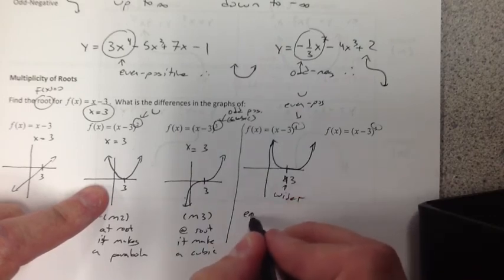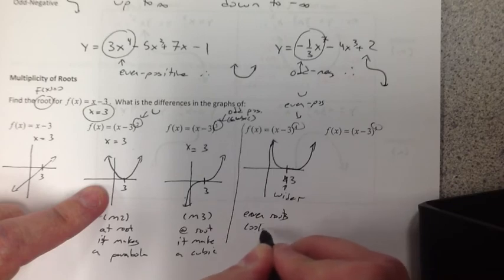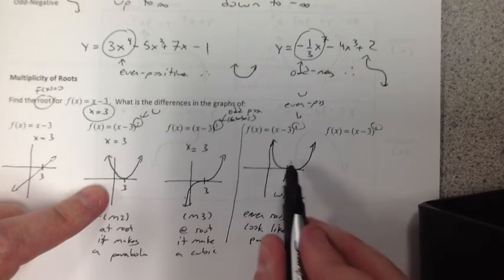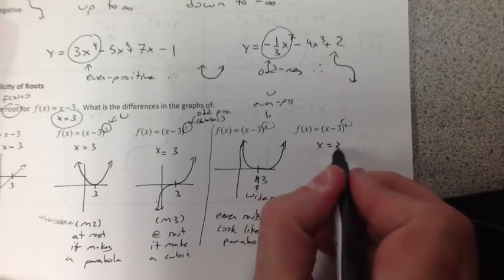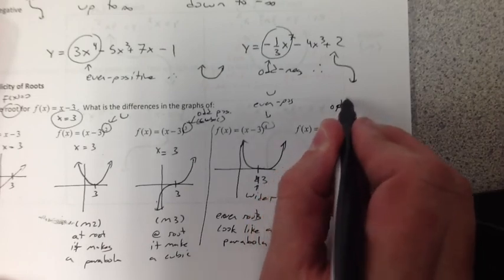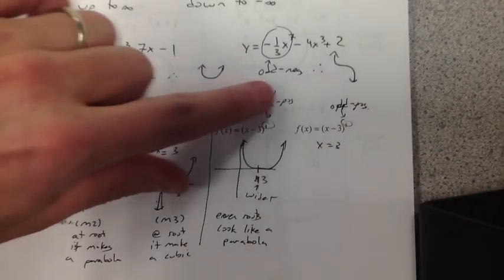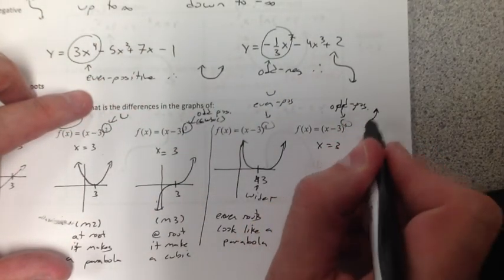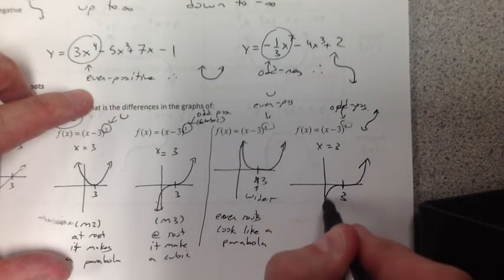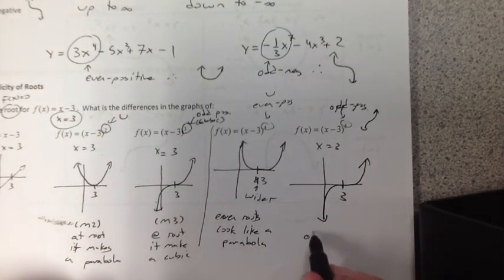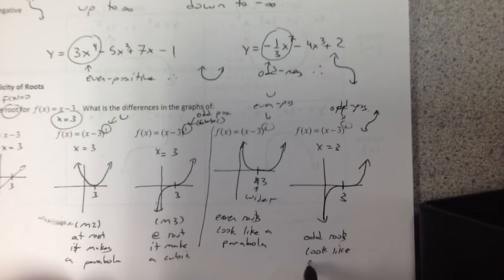So basically, all even roots look like a parabola. They only get wider depending on the power. And that's the same thing for fifth roots. My root here is still x equals 3. It's still odd and positive. It's still odd positive. So it's going to look like our cubic graph. The only difference is at 3, it just gets wider. So all odd roots look like a cubic.